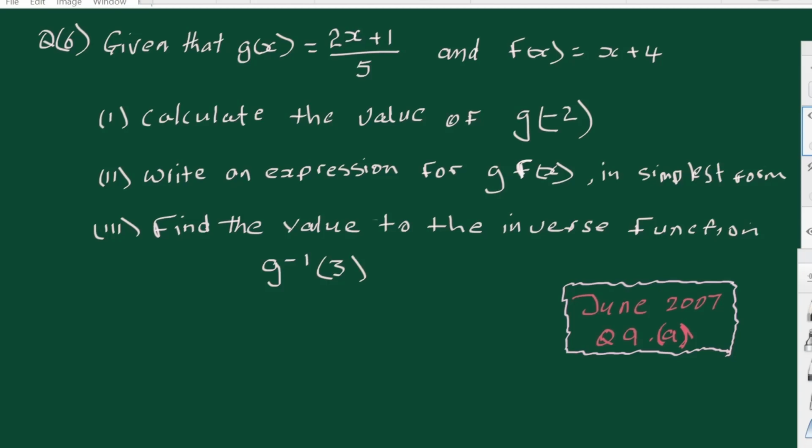Looking at question number 6, which is taken from the June 2007 past paper, question 9, part A. So you are given the following function and I ask you to do the following question. Again, please attempt the question before looking at the solution.